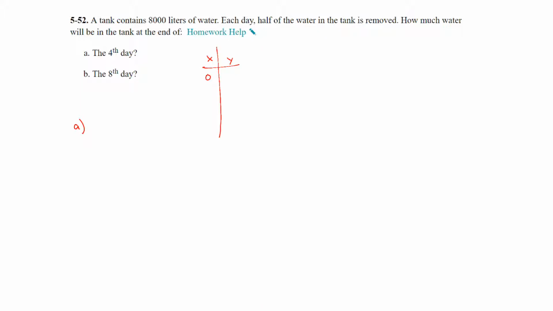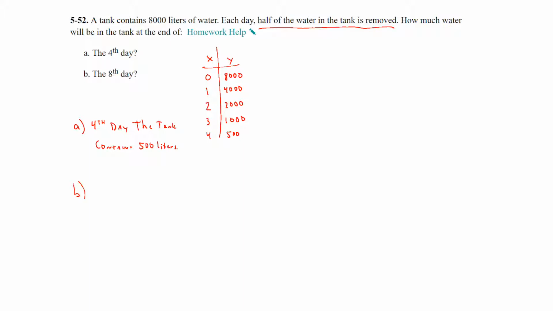And at the initial time, we have 8,000 liters in the tank. And after the first day, you have half of that remaining, which is 4,000. After the second day, 2,000. Third day, 1,000. I'm just basically cutting each of these in half because half the water in the tank is removed. And so on the 4th day, it's 500 liters. So on part A, on the 4th day, the tank contains 500 liters.